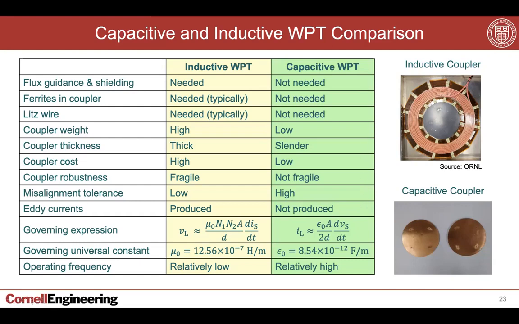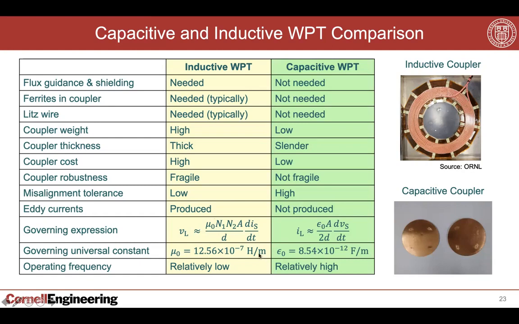The problem however, is that it's difficult to deliver high power across large air gaps in capacitive, as I mentioned in the beginning. And the reason for that is, if you look at the governing expression, which is a very simplified way of saying, what are the parameters that, for example, in the case of the inductive system, determine the voltage that you would induce on the secondary side? Well, it's proportional to what's called the permeability of free space. On the other hand, in the capacitive system, the displacement current that is going to flow towards the load is proportional to the permittivity of free space.